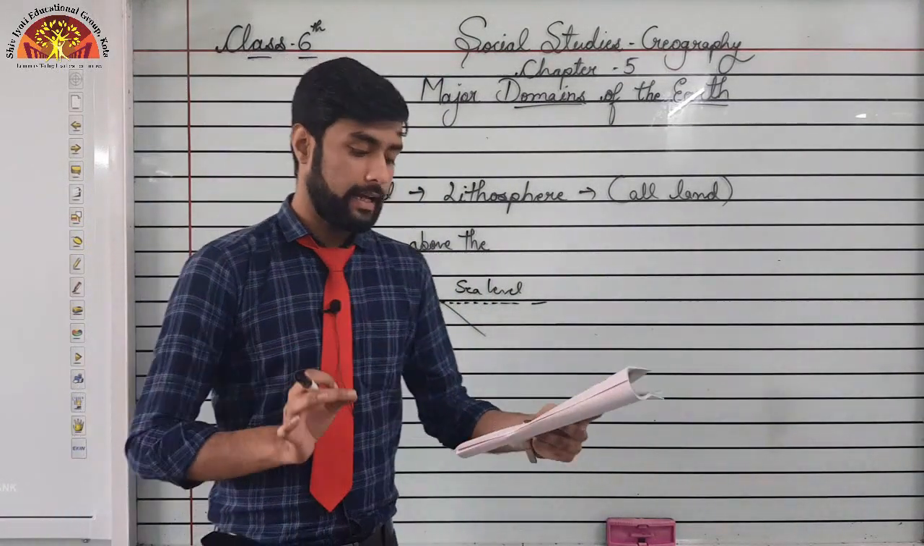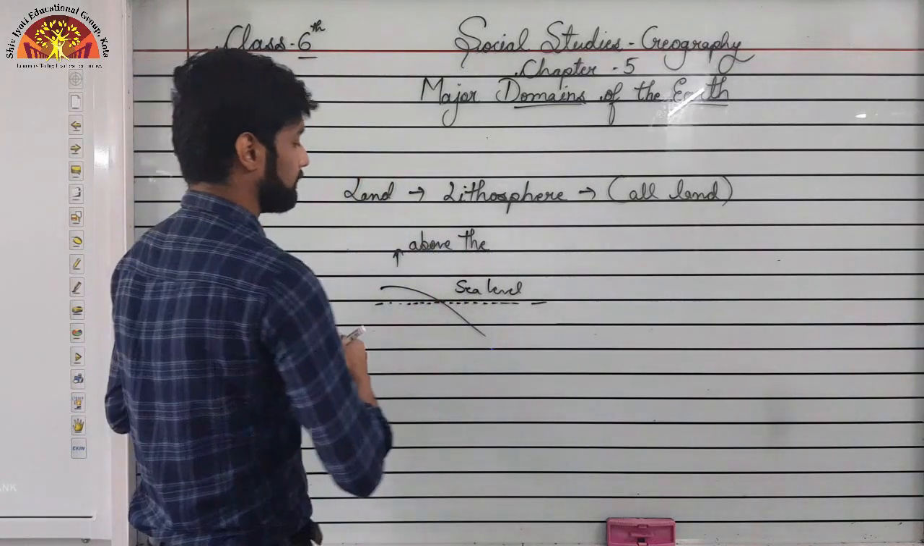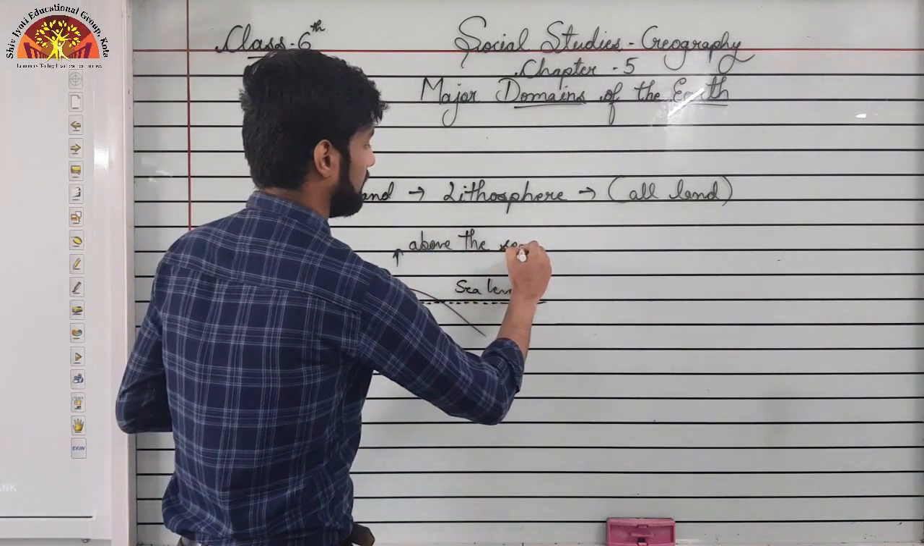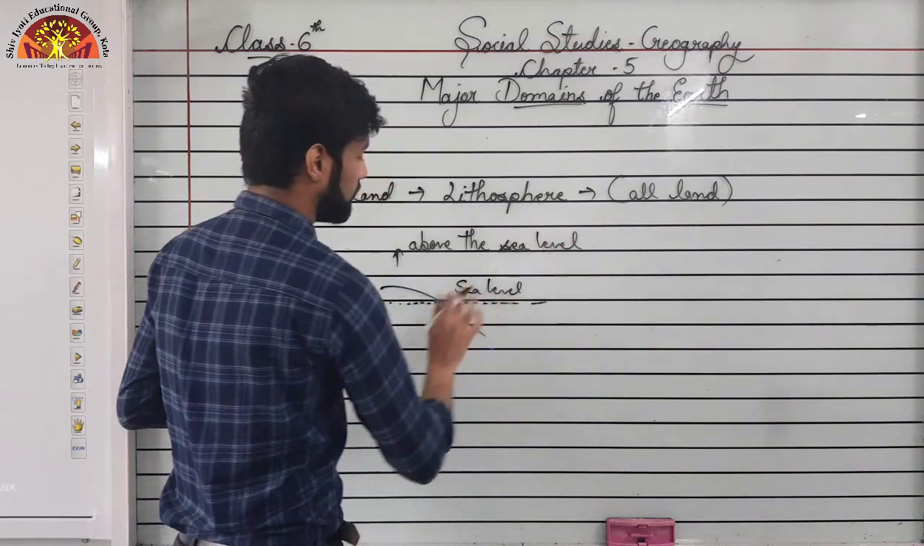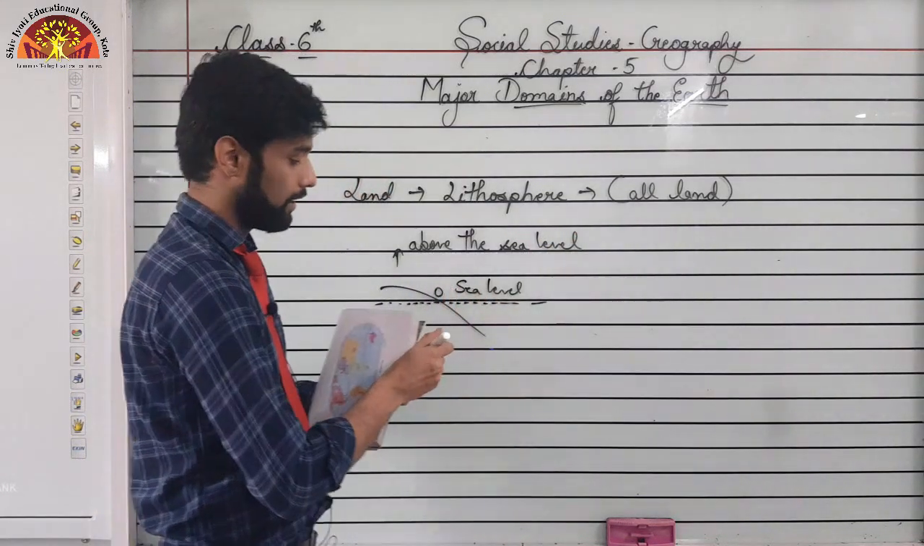Now, elevation of land is measured from the level of the sea, which is taken as 0. Okay, above the sea level here. And what is the elevation of land here where sea is touching the earth? It is called 0. Okay.